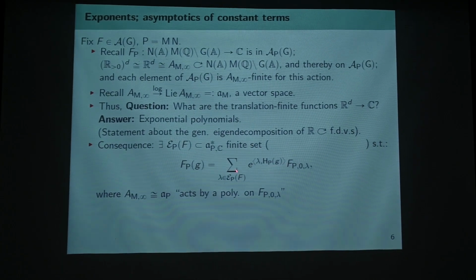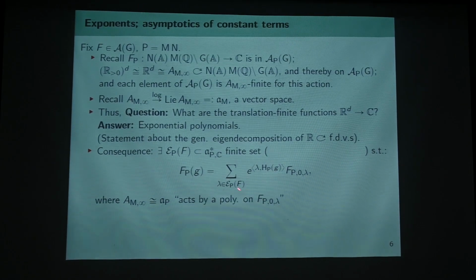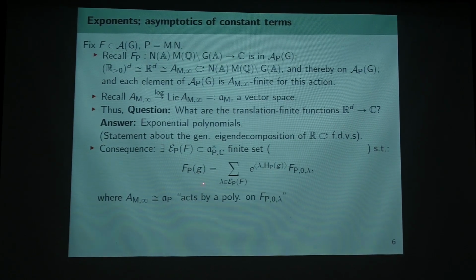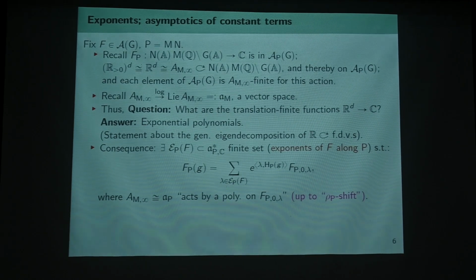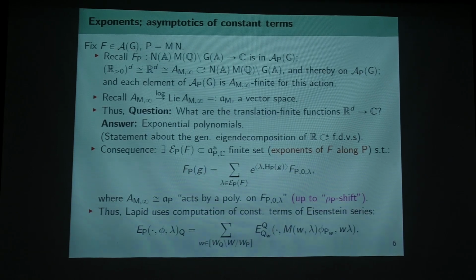So roughly speaking, there is an exponential part to the growth and there is a polynomial part to the growth, and asymptotics is always determined by the exponential part. Okay. So that is what I wanted to say. And there is an issue of the Rho shift here, which I'm going to ignore.